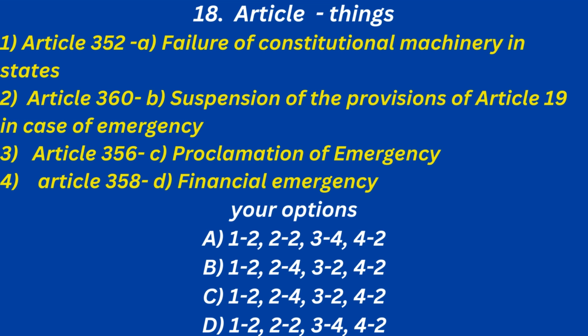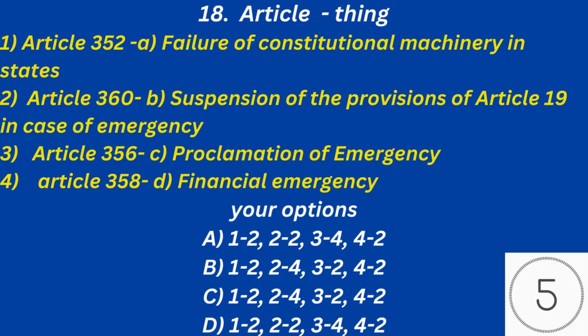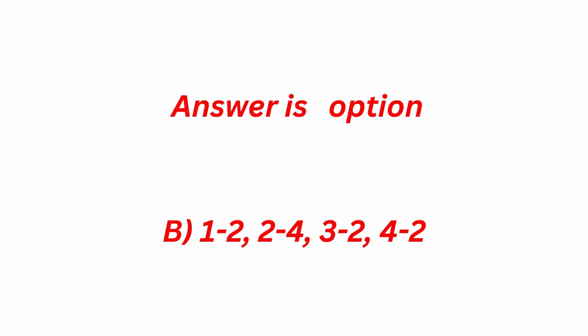Your options: A. 1 to 2, 2 to 2, 3 to 4, 4 to 2. B. 1 to 2, 2 to 4, 3 to 2, 4 to 2. C. 1 to 2, 2 to 4, 3 to 2, 4 to 2. D. 1 to 2, 2 to 2, 3 to 4, 4 to 2. Your time starts now. Answer is option B. 1 to 2, 2 to 4, 3 to 2, 4 to 2.